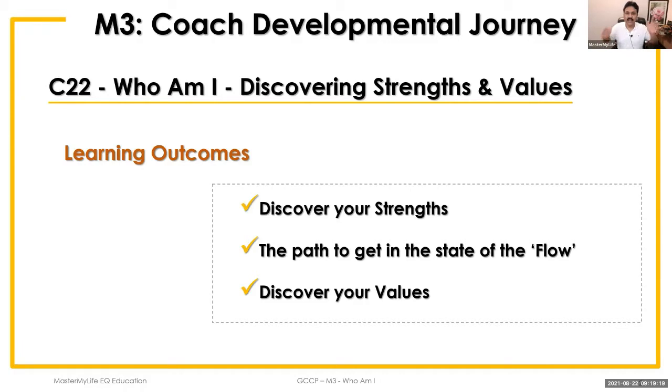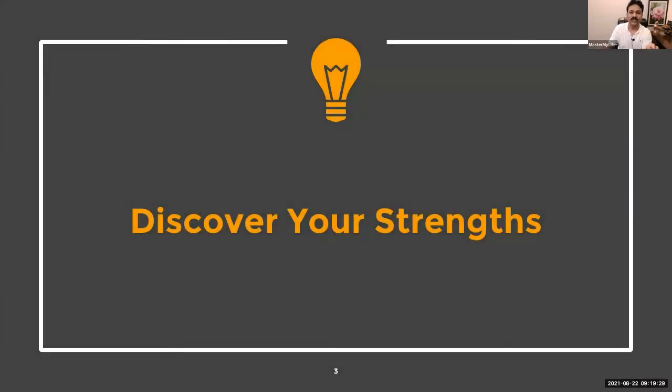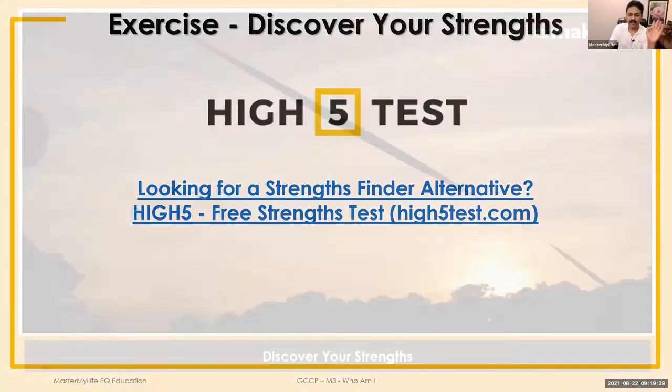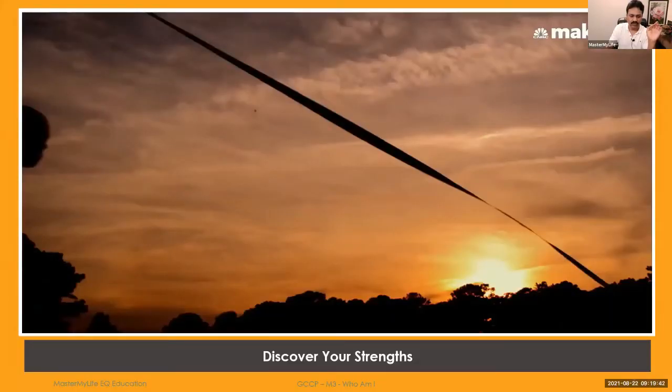So the idea is that at the end of today's discussion, surely you should have much better clarity on your own strengths and your own values. So this is the outcome of this particular session. Then we will of course move to the next session after 2 hours. So the high five test, most of you have already completed. It is already there. Now we will go through the.